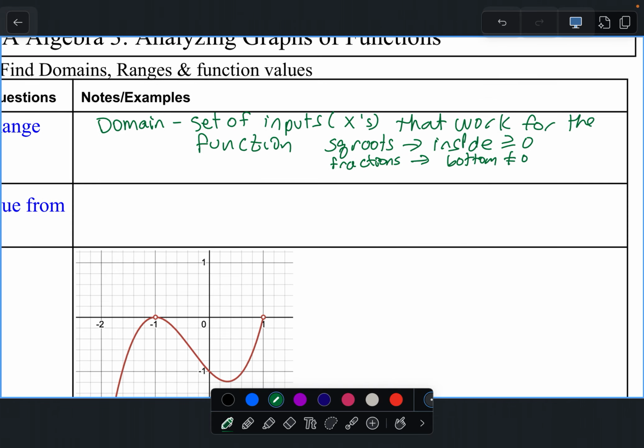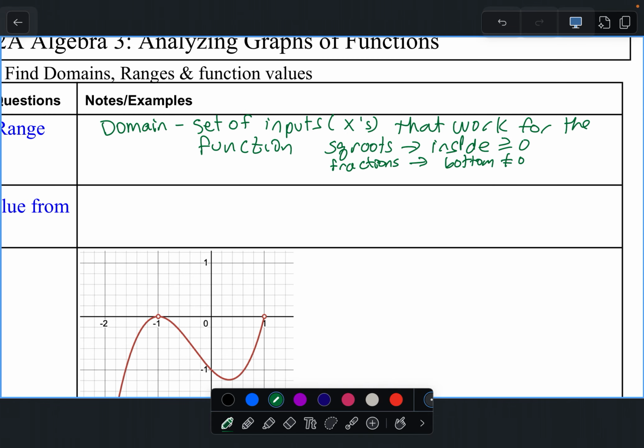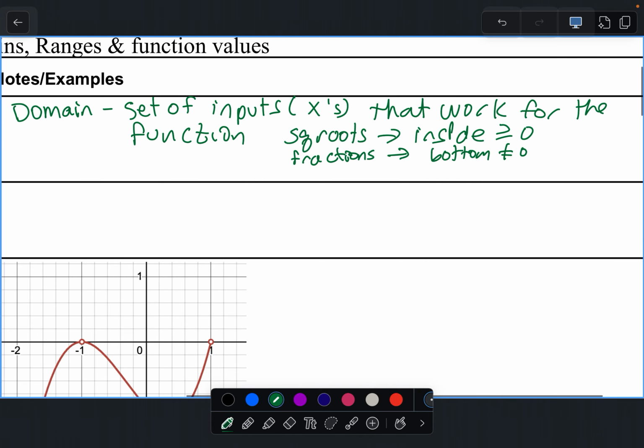Okay, so the domain are the set of x's that work for the function. So for square roots, that would be the inside is greater than or equal to 0. The fractions, the bottom is not allowed to equal 0. Now, if it's something like a polynomial, like a quadratic, like x squared plus 7x, those domains are all real numbers. Nothing messes it up. So everything works. So sometimes everything works. Sometimes nothing works. It just depends on the function.